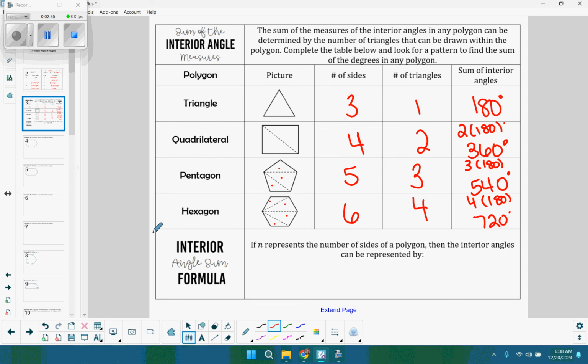So if we're looking for a pattern, when I had 3 sides, there was 1 triangle. When I had 4 sides, there were 2 triangles. 5 sides was 3 triangles. 6 sides was 4 triangles. There were always 2 less triangles than number of sides. So if n is the number of sides, then there's n minus 2 triangles, and every one of those triangles is 180 degrees. So our formula for the interior angles of a polygon would be in parentheses n minus 2 times the 180 for each triangle.